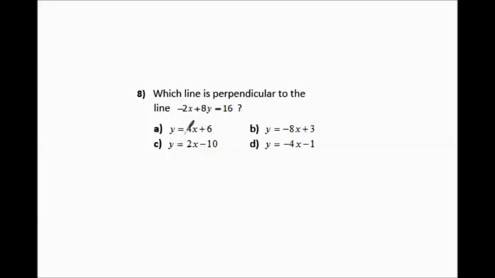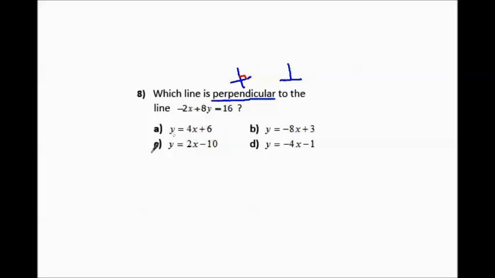In problem 8, they're asking you which line is perpendicular to the line negative 2x plus 8y is equal to 16. The first thing we need to remember is that perpendicular means that the lines cross each other at a 90-degree angle. Doesn't matter how they're sitting as long as there's a 90-degree angle. The symbol for perpendicular is the T at a 90-degree angle.